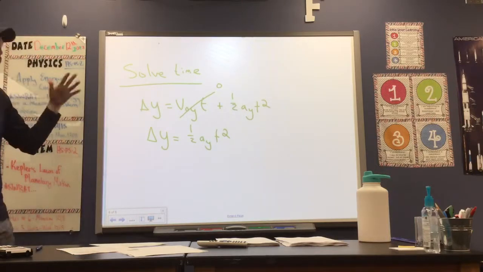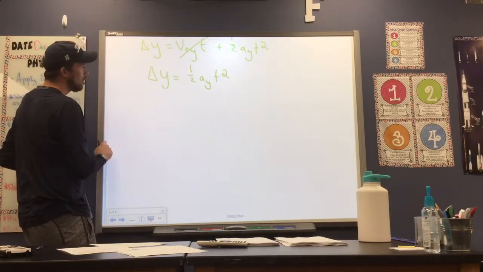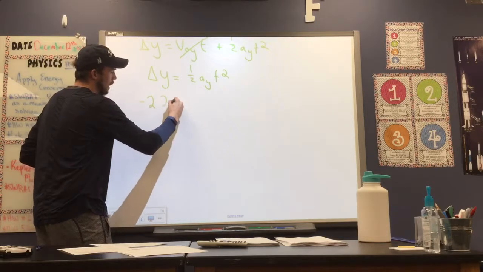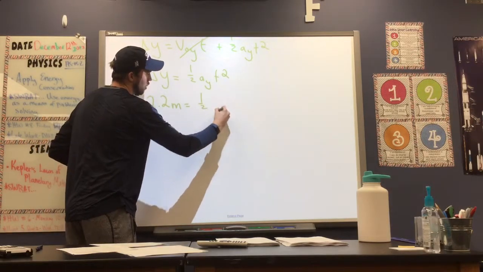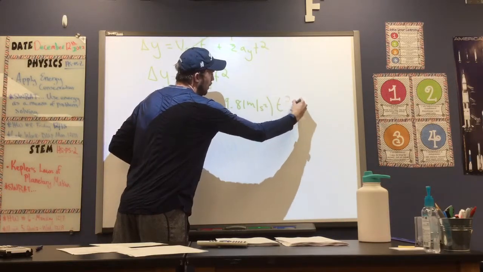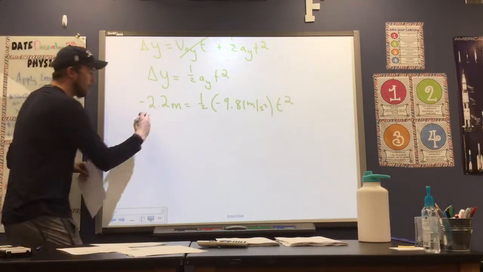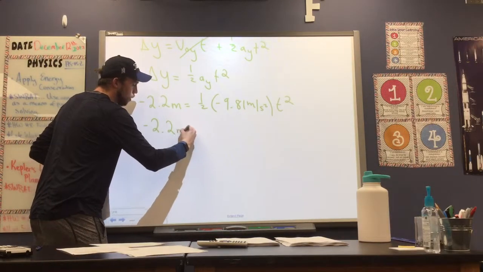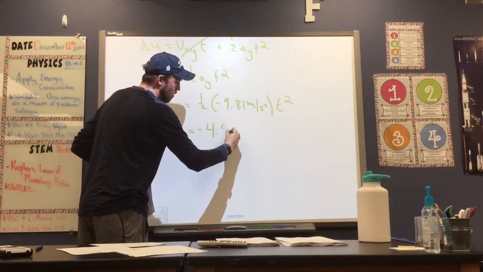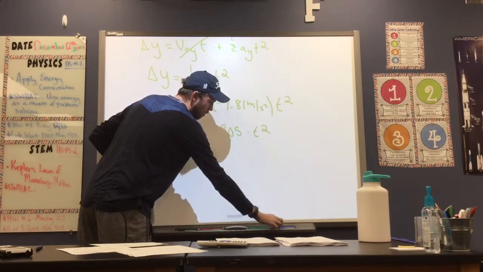Now in our problem, we have all the variables we need except for time, so I'm going to plug those in. Our delta y was, I believe, 2.2 meters, going downward, which is important. Negative 2.2 meters is equal to 1/2 times negative 9.81 meters per second squared times our time value squared. We're just plugging in the variables that we know. To simplify, negative 2.2 meters is equal to 1/2 times negative 9.81, about negative 4.905, times t squared.